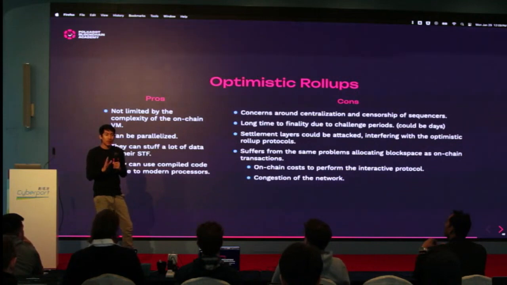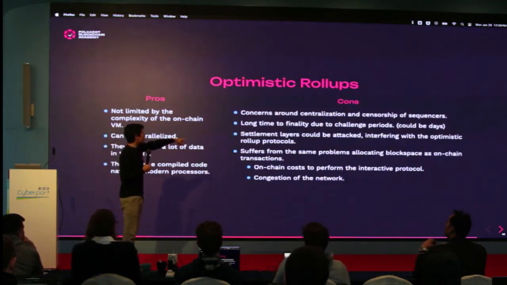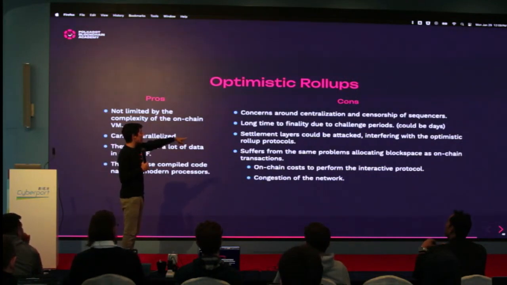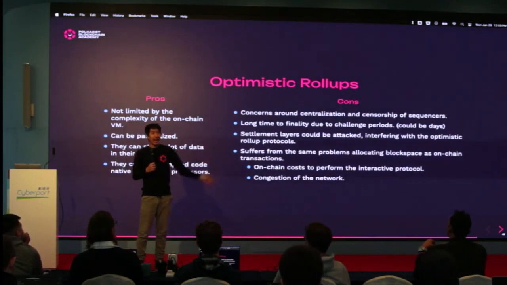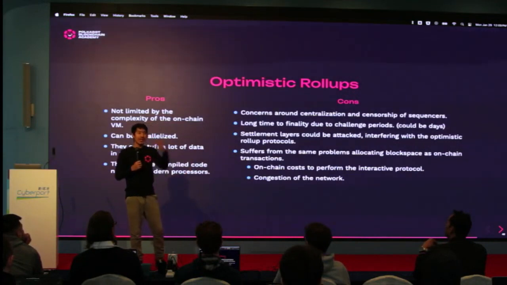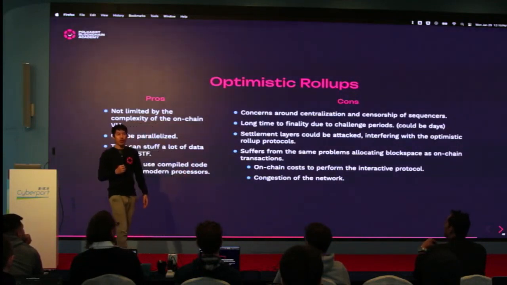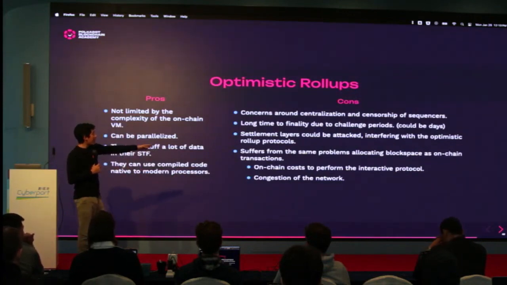You only need to fragment the network long enough for the challenge period to get by, right? Settlement layers could be attacked, interfering with the optimistic rollup protocols, right? We've seen this before where Ethereum itself, during an NFT drop, is very congested. And what happens to a layer 2 that's using Ethereum? It's stalled because it can't get its block into Ethereum, not unless it pays a lot of money. And it suffers from the same problems of allocating block space as on-chain transactions.